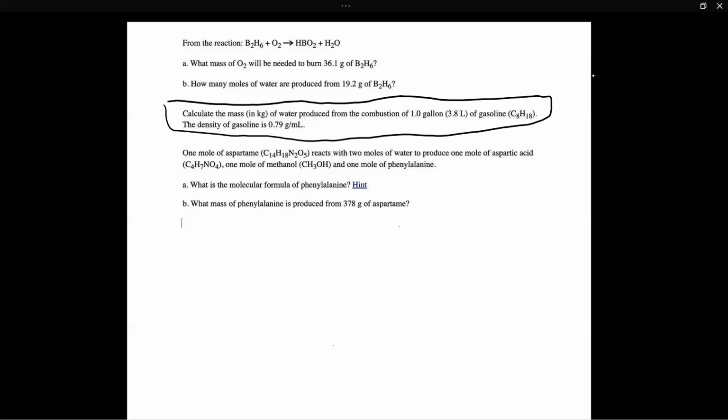So let's look at the reaction equation. They have said that it's combustion. And combustion basically means the substance reacts with oxygen, or it burns, and produces carbon dioxide and water. So C8H18 will react with oxygen to produce carbon dioxide plus water.